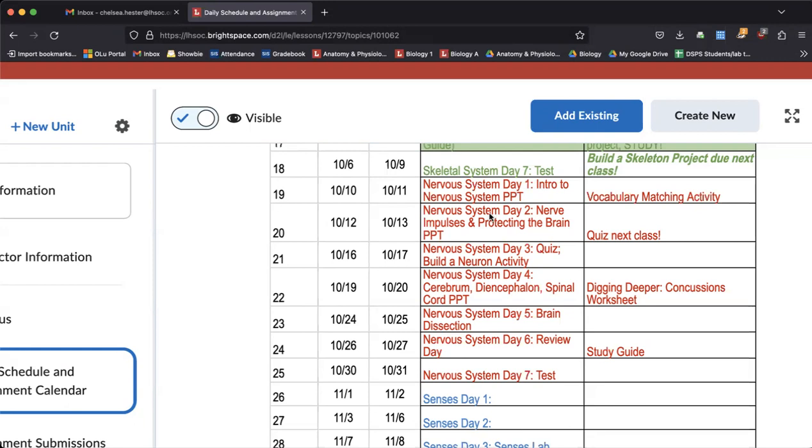Before I start the lecture video for the nervous system, I wanted to show you the calendar for this new upcoming unit. We just took the skeletal system test. I don't have those graded just yet, but I will have them for you next class, so you can do test corrections then.